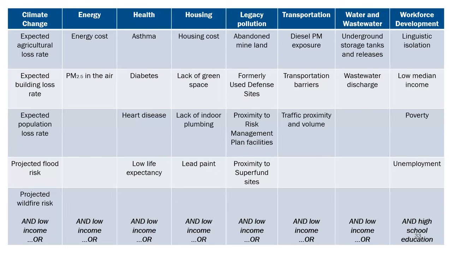Next slide. This table here just lays out all the indicators contained within the CGS tool, just so you get a sense of what's included in there. At the top there, climate change, energy, health, those are the 8 overall indicator categories I mentioned. And then within each of these categories, there are more specific data, such as diabetes, lack of indoor plumbing, et cetera. So just wanted to give you a brief snapshot of what the data looks like.